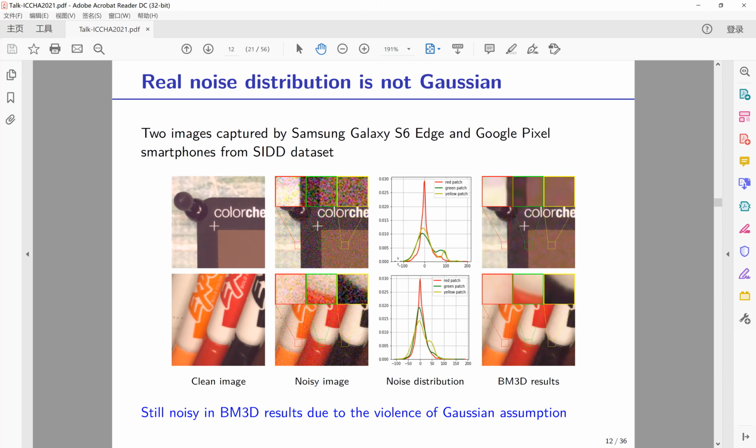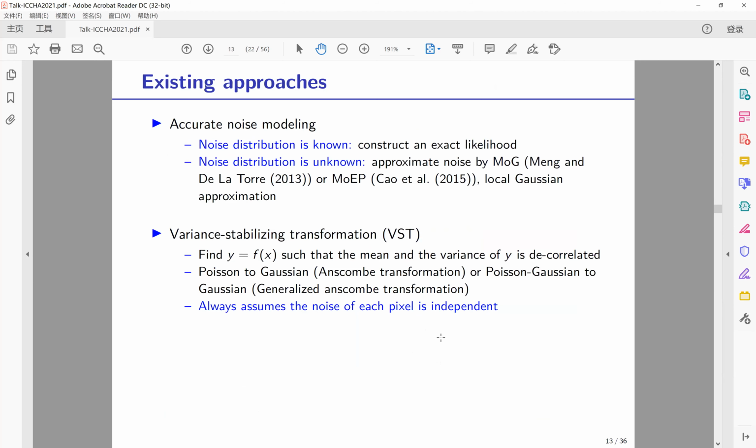If we directly apply BM3D to this noisy image, we find that the result is not satisfactory or sometimes over-smoothed. So from this demo, we can see that BM3D is not good because the real data does not meet the assumptions in BM3D. So one approach is, can we transform this data to meet the assumptions in BM3D?